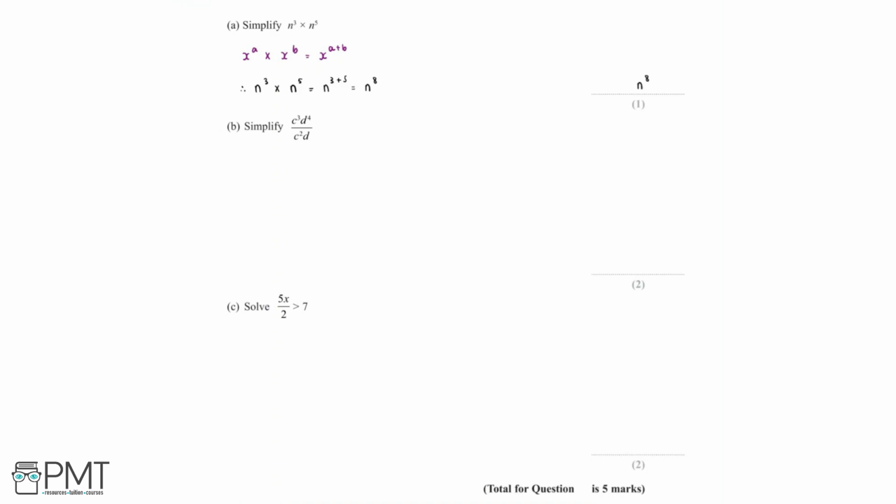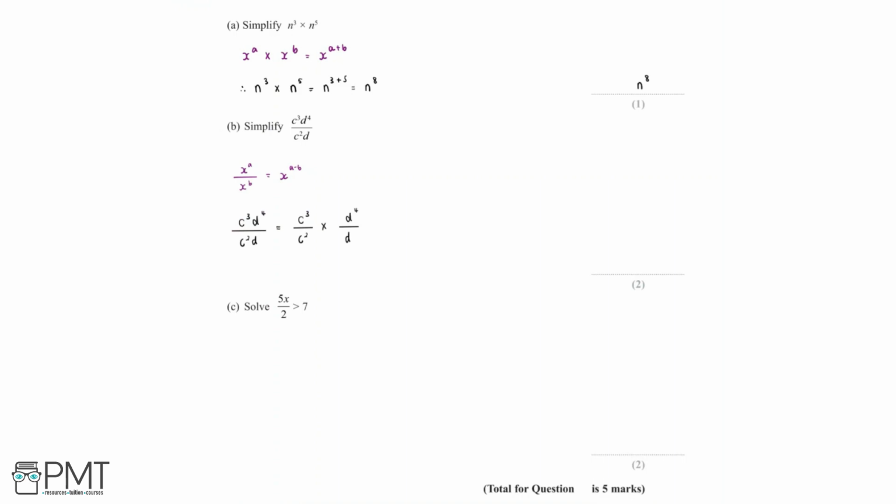In part B, we need to simplify c to the power of 3 d to the power of 4, all divided by c to the power of 2 d. Now we can use another index law to help us to answer this question. We know that x to the power of a divided by x to the power of b is equal to x to the power of a minus b. But before we apply this index law, let's write our fraction in a different way.